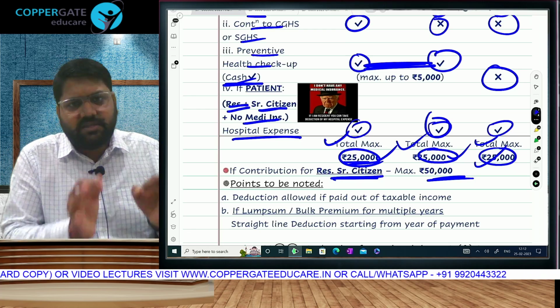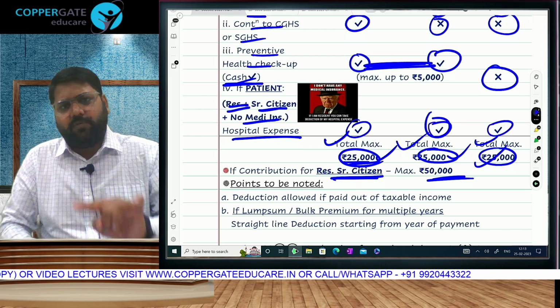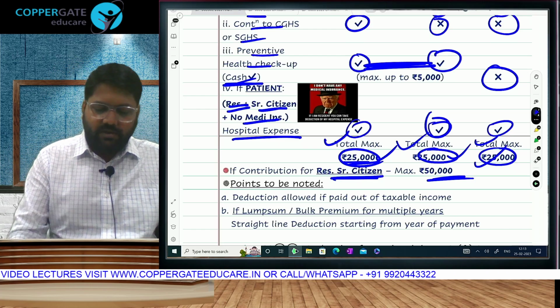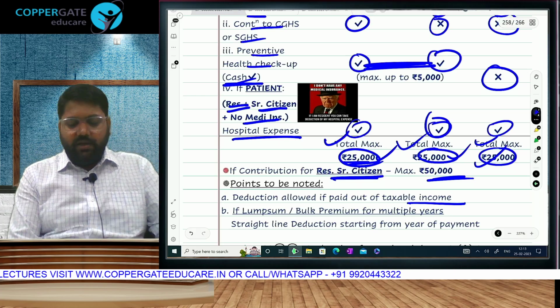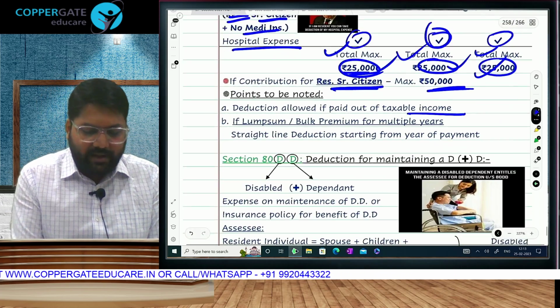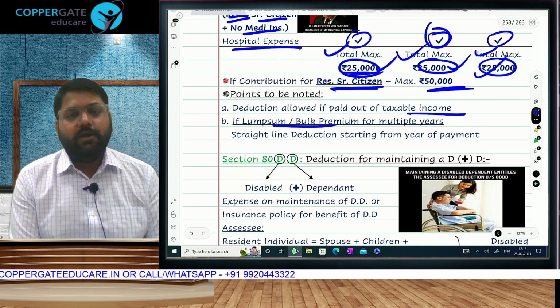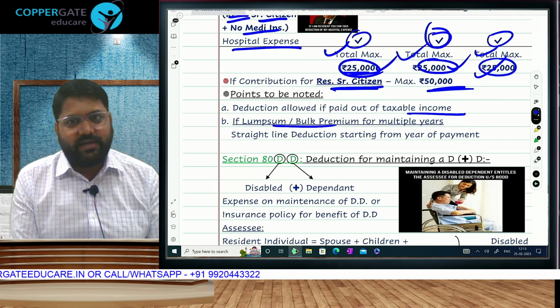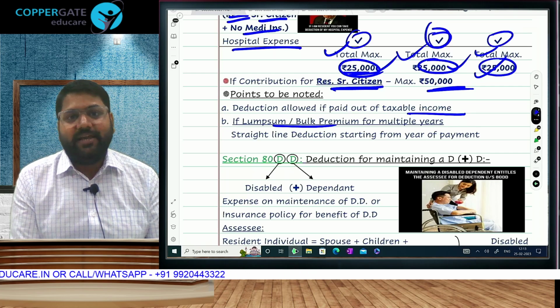If they have touched 60 years, then the limit will be enhanced from 25,000 to 50,000. This deduction has to be only out of your taxable income. And if you make any lump sum or bulk premium payment, you can divide that payment on a straight line basis over the financial years which are covered. Here also the institute played a game.